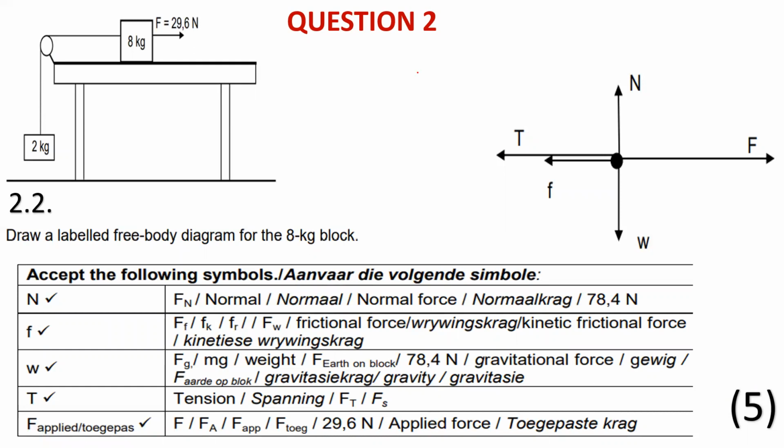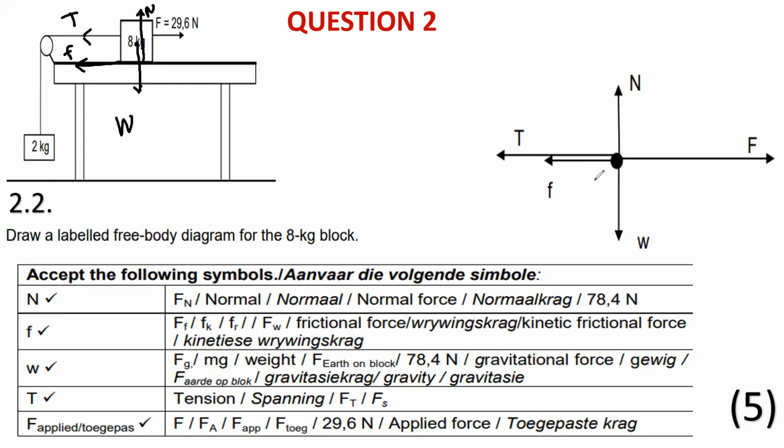Now they're asking for a free body diagram. If they ask for a force diagram, you should draw a box, but now just a dot is fine. So we have tension force this way, the applied force is already given, and friction force on the surface we have this way. You can show friction force with a small f. And then gravitational force from the center of the object, going down, you can show W or Fg. And normal force from the surface, perpendicular to the surface, we have normal force.